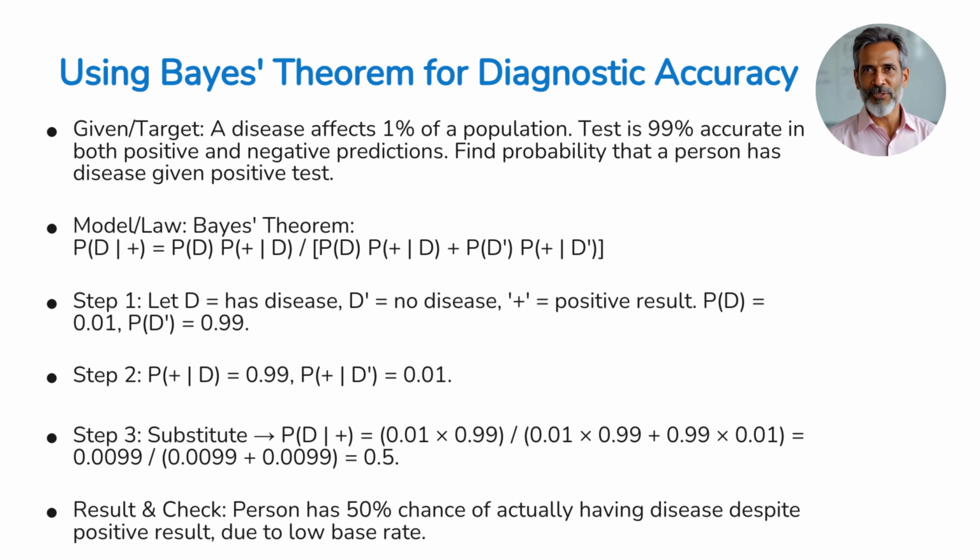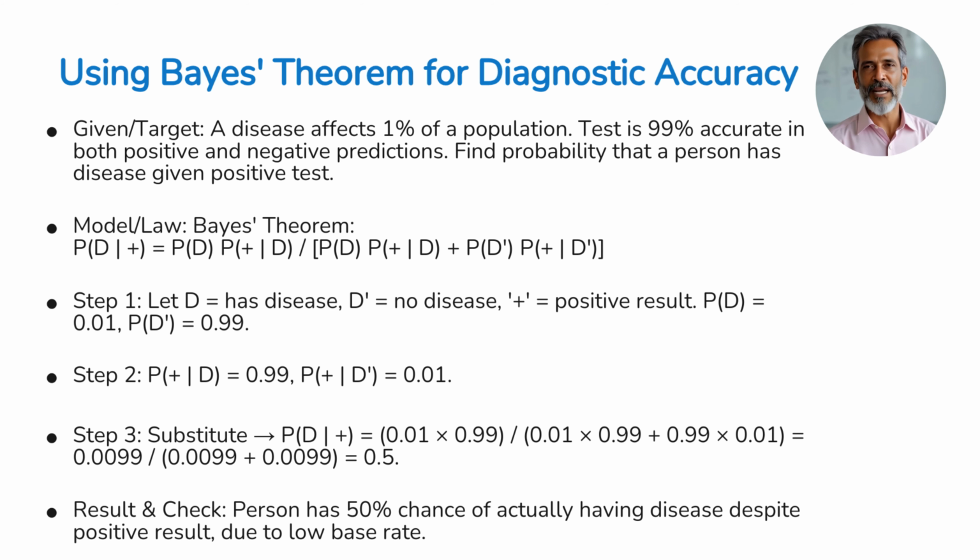Shabash. Time to see Bayes' theorem in action with a practical example, a medical test. Suppose a certain disease affects 1% of the population. That's P of D equals 0.01, where D stands for having the disease, and P of not D, written as D prime, equals 0.99. The medical test for this disease is 99% accurate for both positive and negative results. This means if a person has the disease, the test shows positive 99% of the time, and if they don't, it correctly shows negative 99% of the time.